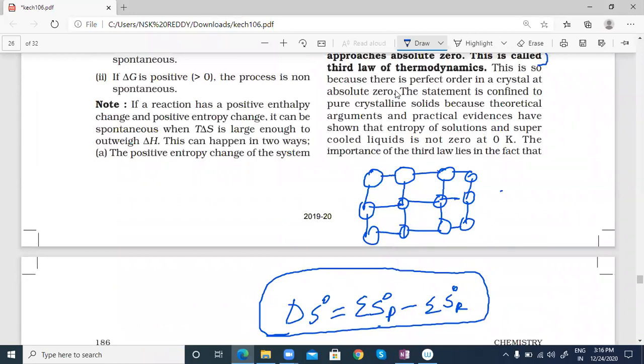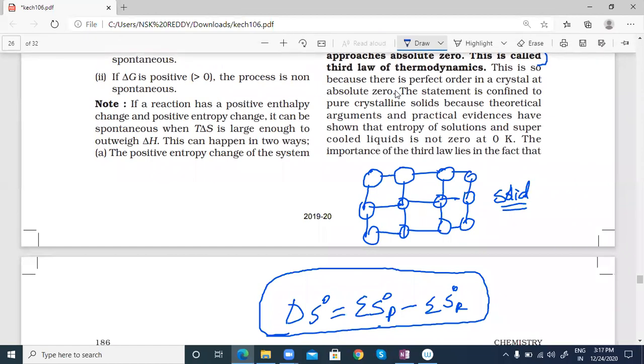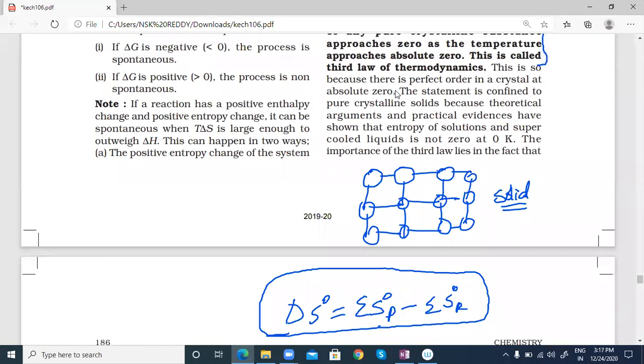And this is just the solid structure I have given. Assume it is a perfectly crystalline solid: at absolute zero, the entropy of any substance is zero. That we call standard. By using these standard entropies, you can calculate. So what is the use of the third law of thermodynamics?